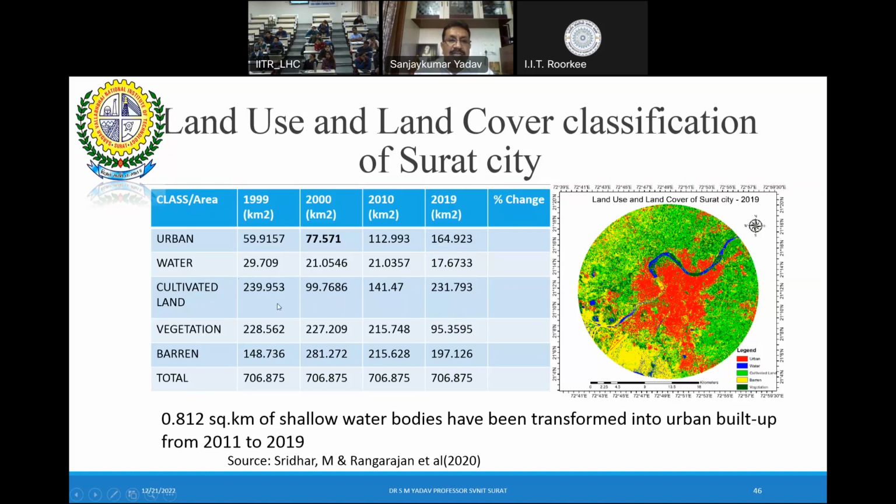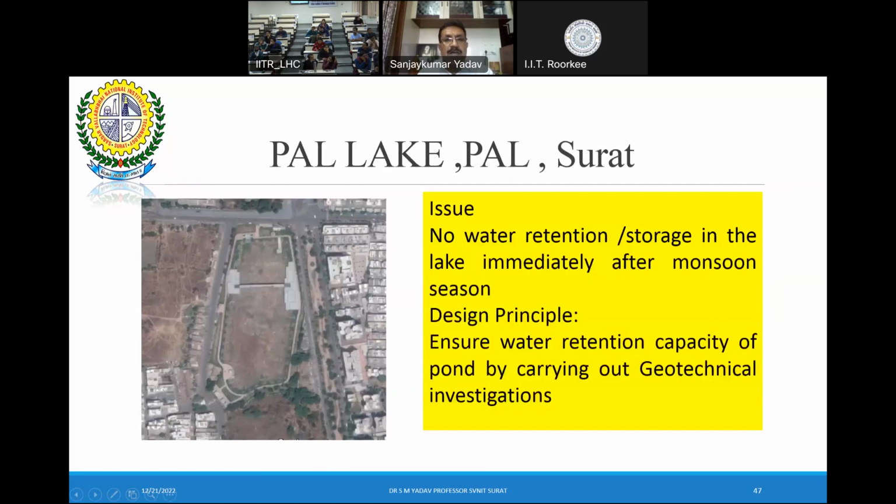The cultivated land has reduced from 239 to 31 square kilometers. The vegetation has been reduced from 228 to 95 square kilometers in 2019. The barren land, which was 148, has increased to 197 in 2019. The total area studied is 706.875 square kilometers, which includes the peripheral area around the city of Surat.